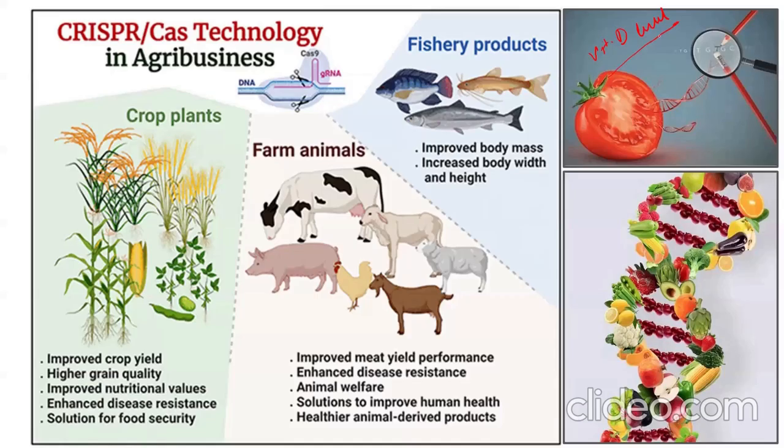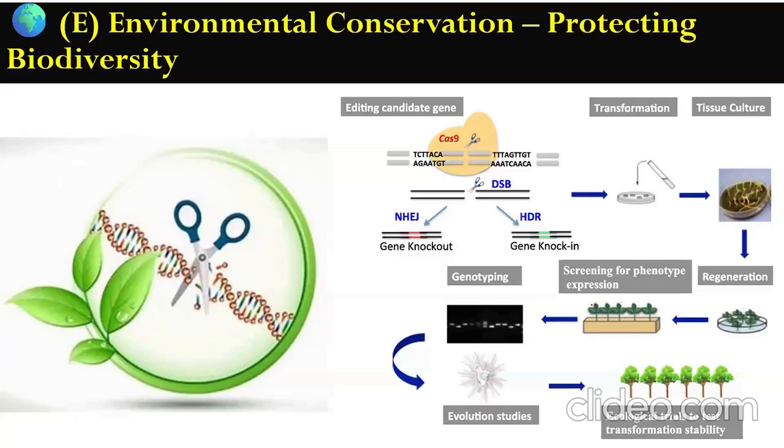And in farm animals like fish, it is used to improve body mass and body height. And farm animals improve meat yield and disease resistance. Then environmental conservation and protection applications. In the environment, it is being explored to save endangered species and repair ecosystems.